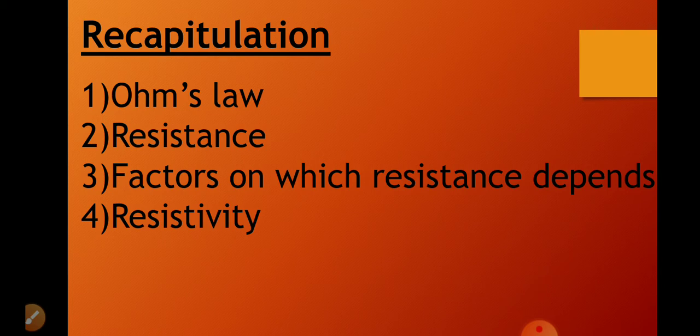Resistivity is the characteristic property of the material. It is not the same for all materials; it differs from one material to another. Metals and alloys have very low resistivity, so they are called good conductors of electricity, and rubber and glass have very high resistivity, so they are called insulators.